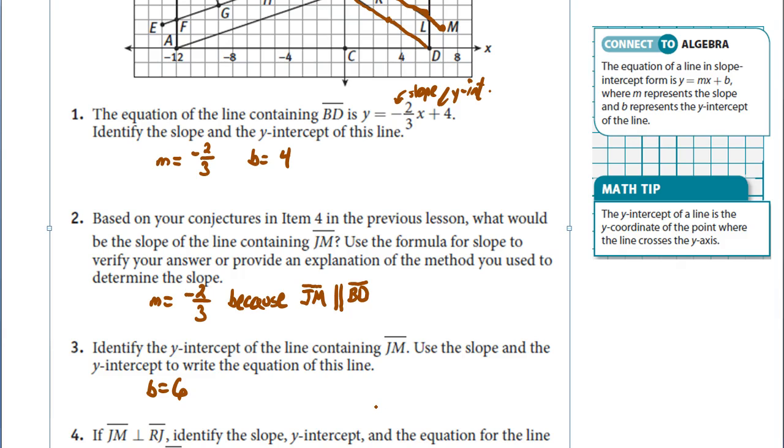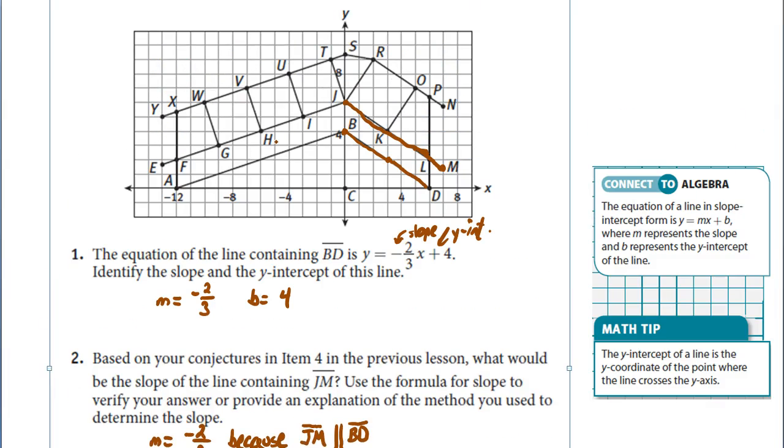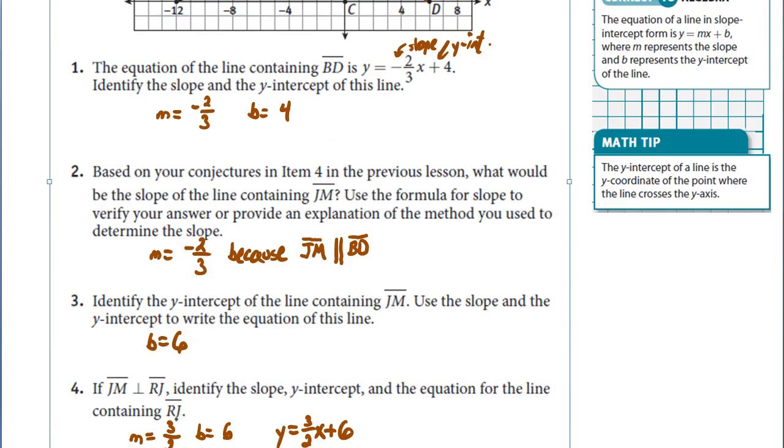Number 3, identify the y-intercept of the line containing segment JM and use the slope and intercept to write the equation. So JM is touching the y-axis right there, and counting up from the origin, that is at 6. So the y-intercept of that line is 6, which I've written here, b equals 6. Now write the equation of the line. So y equals negative 2/3 x plus 6. To write an equation of a line, put the slope in front of x and put the y-intercept on as the constant.